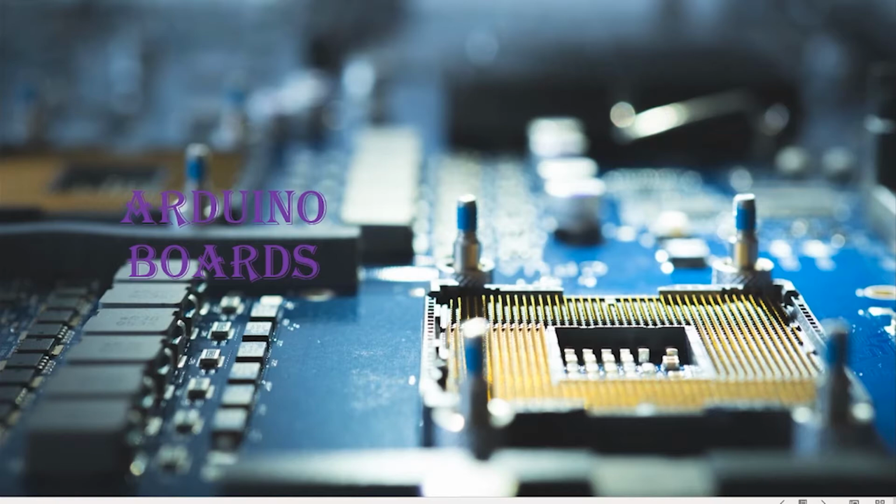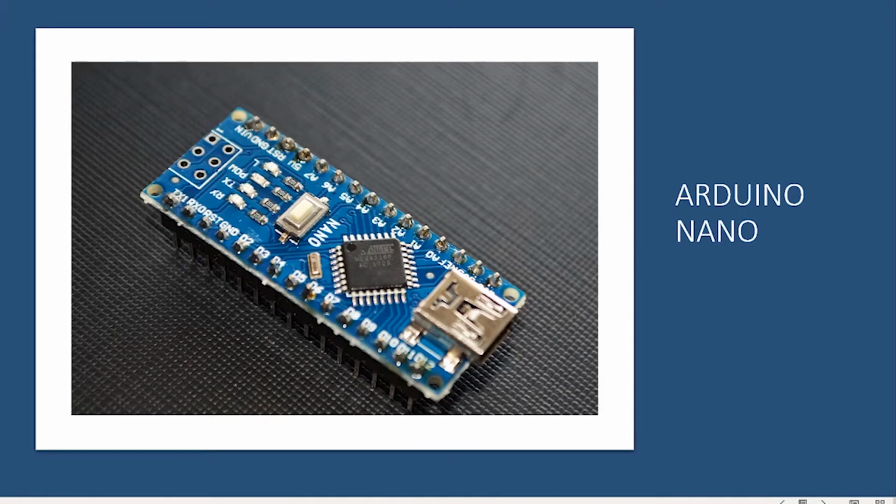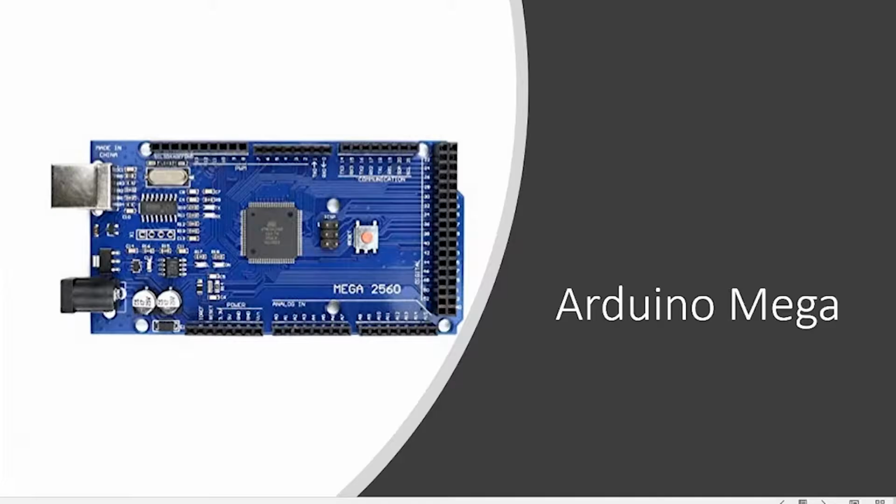Alright, the first board is an Arduino Uno. As you can see on the screen, this board is commonly used by so many people who are getting started with Arduino. And the next board is Arduino Nano. As you can see on the screen, this is the smaller version of Arduino Uno and it is a little less expensive than Arduino Uno. Now let us move on to the last board, that is Arduino Mega. This is the higher version of Arduino Uno. Specifications and features wise, this board is much better than Arduino Uno or Arduino Nano.